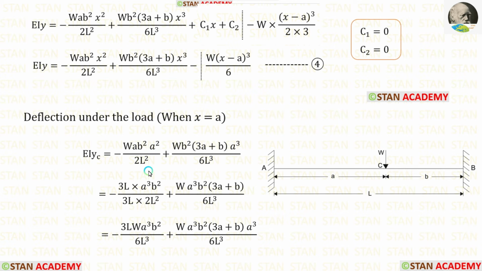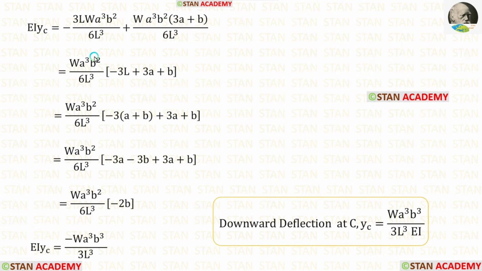Then let us make a common denominator. I want to make this denominator 6L cube. For that, I have to multiply the numerator and denominator with 3L. When I do that, I have the common denominator. Now we can take Wa cube b square upon 6L cube outside. Then we will have this. For L, we can apply a plus b.